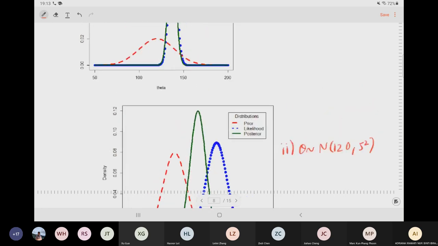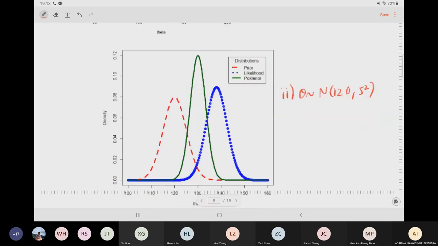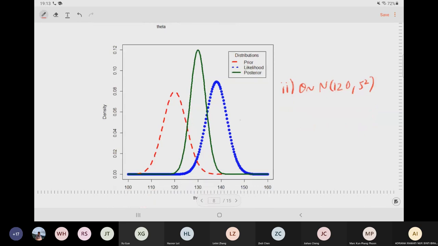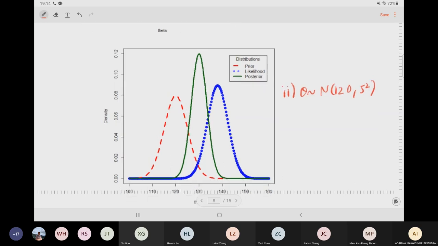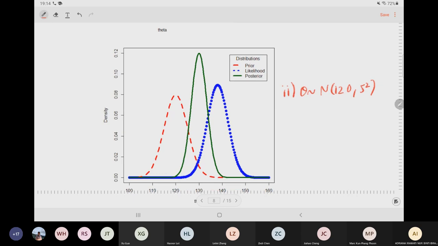Okay, wait. For number two, I have to go and check back my 11. This is 20. I think it should be correct because even though the prior is pi square, your posterior is actually sharper because it's normal, 130.11.5. Yeah.